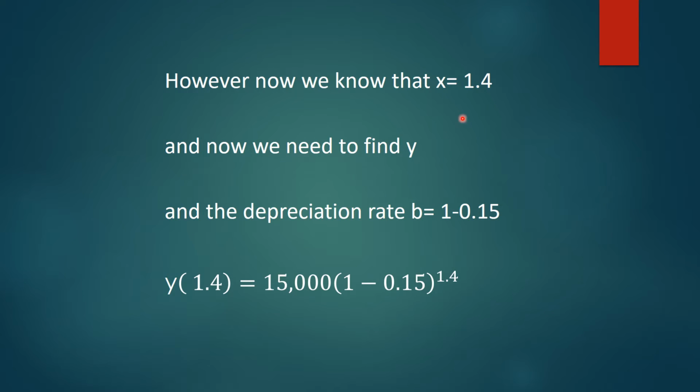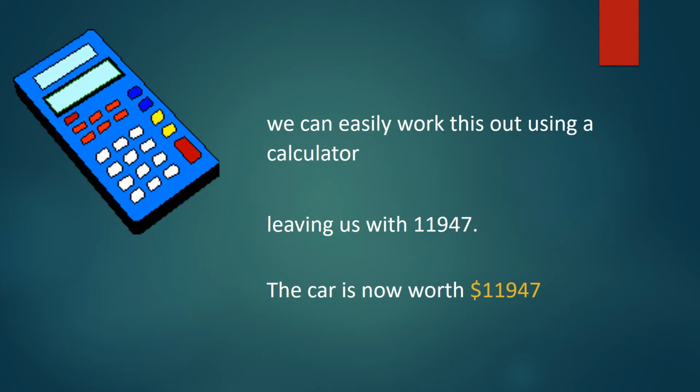Now we know that the time is 1.4 and we need to find the Y value, and the depreciation rate has also changed. So for 1.4 years, with an initial value of $15,000 and a rate of decay of 15%, we can easily use a calculator to find this out, leaving us with a new value of $11,947.